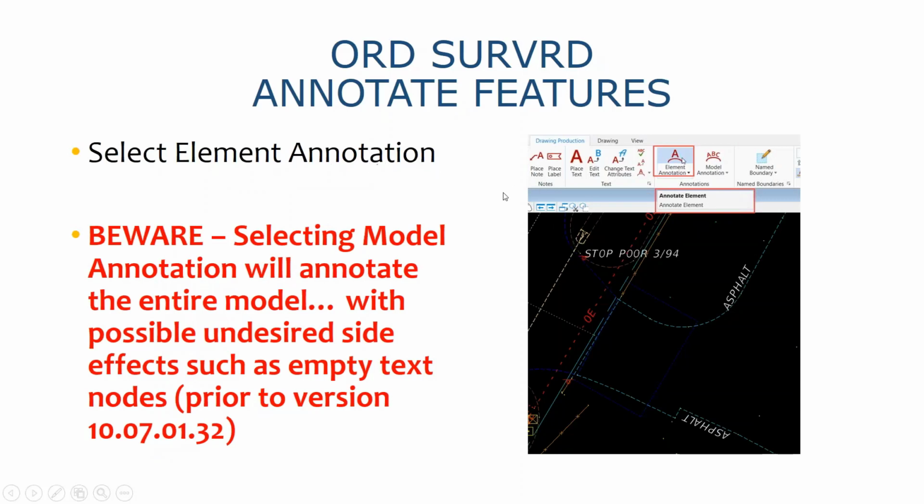The select element annotation and annotating everything at once. You want to be careful because prior to version 10.07.01.32, any version of ORD prior to that, if you select a point feature and annotate it and it does not have a description, it will actually put an empty text node. You may not see the text node, but it's there and it adds to the file. Okay.